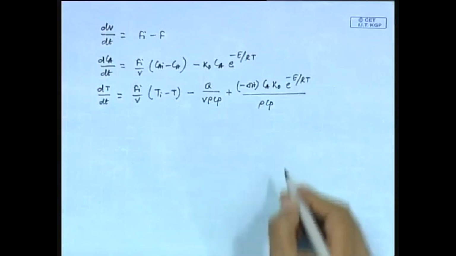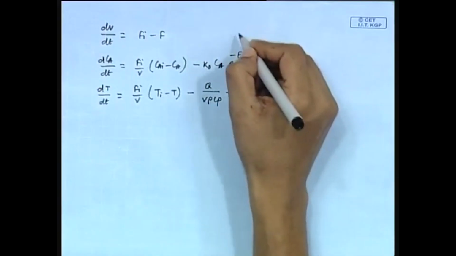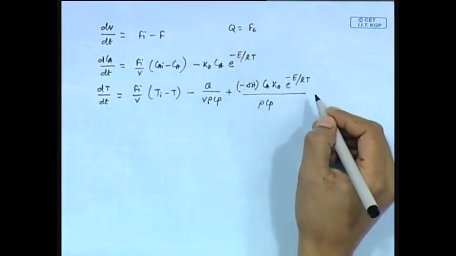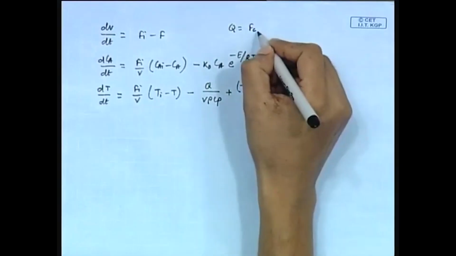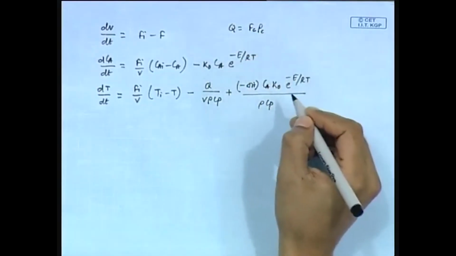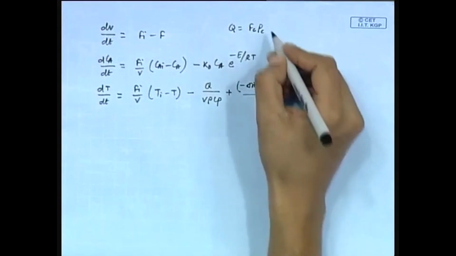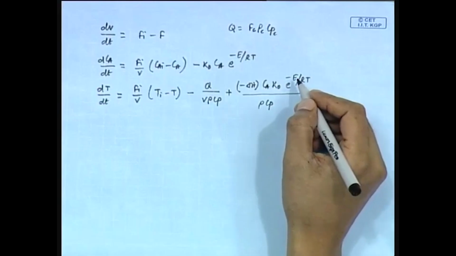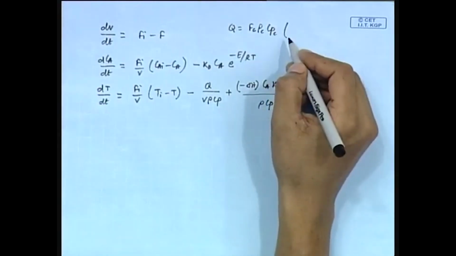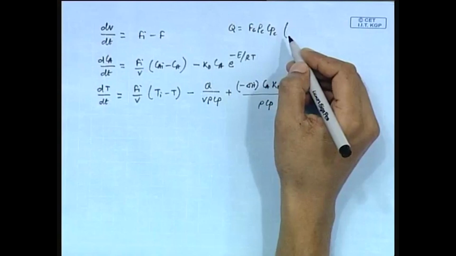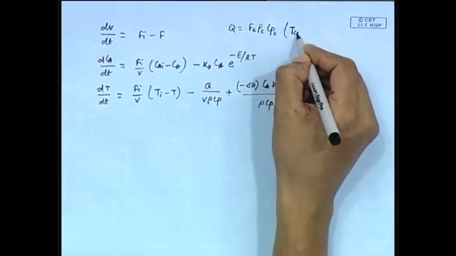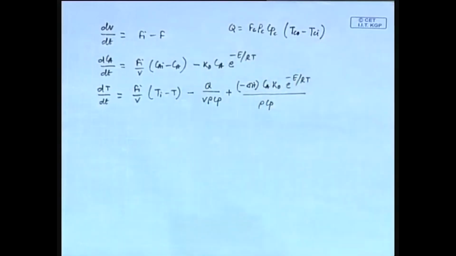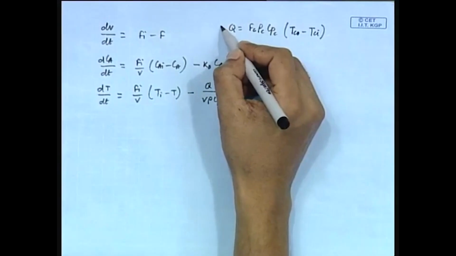Fine. Here I have mentioned that Q equals our coolant flow rate Fc. Now, the density is suppose rho c, and the heat capacity if we consider Cpc, multiplied by the temperature difference. What is the outlet temperature of this? TCO minus TCI. So, this is the expression for Q.